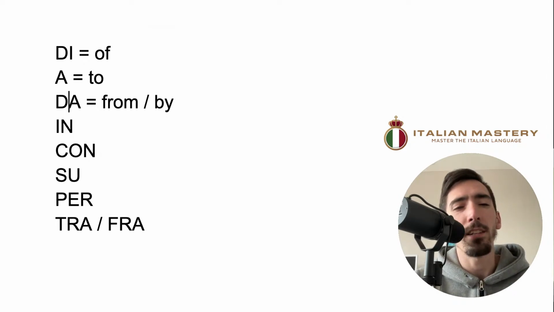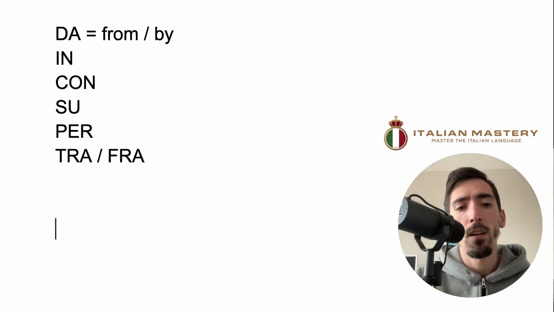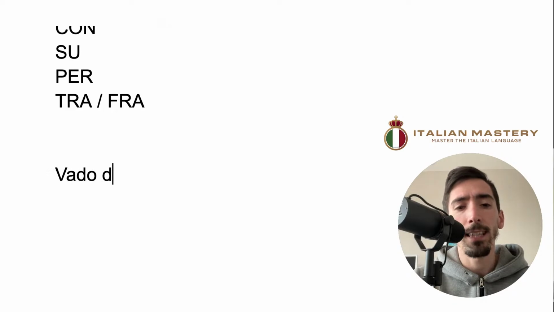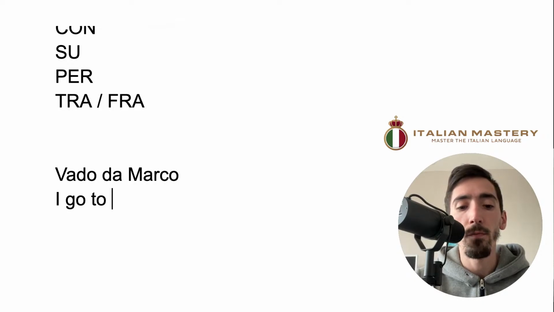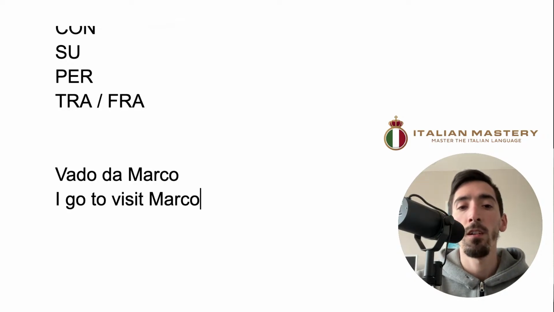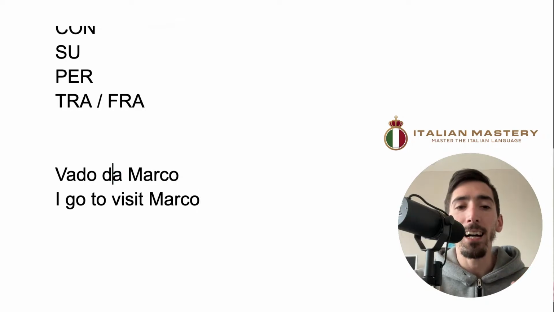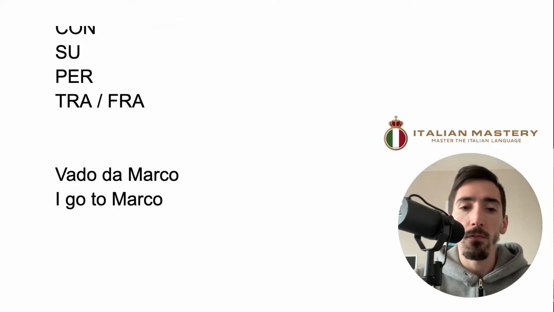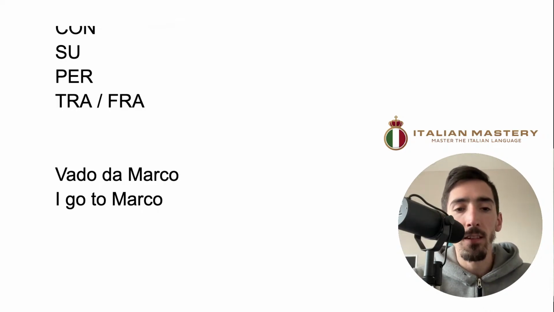Da can mean a variety of things. I could say, "Vado da Marco." And this means I go to visit Marco. So da in this context means "to," right? Marco meaning, vado da, it basically means his house, his place. Go to Marco's. There you go.